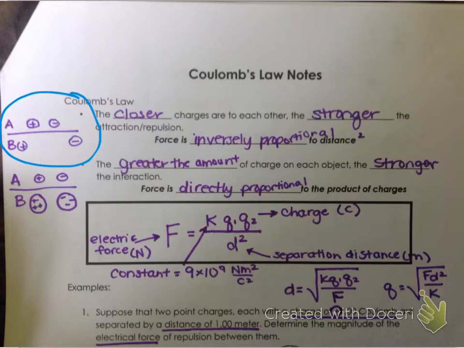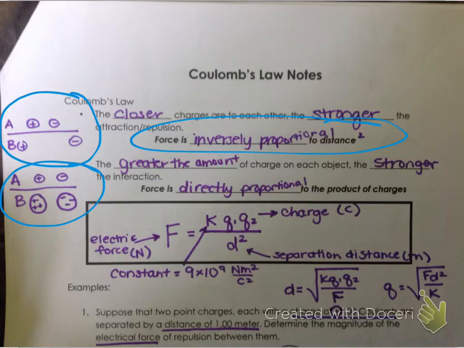So if the charges are closer together, they have a stronger attraction or repulsion. So what type of relationship is that? And then we lead into that they're inversely proportional. I do the same thing with this second example.